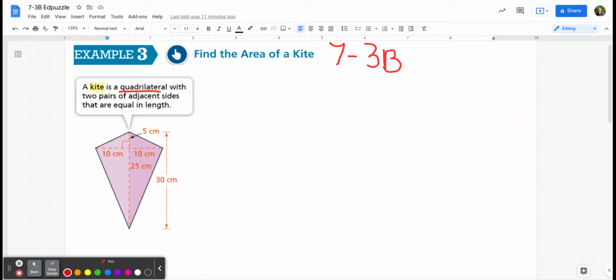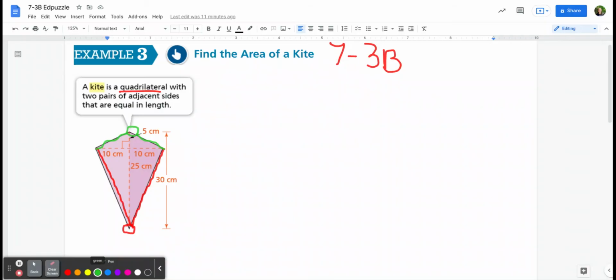So looking at this kite, a common vertex would be this vertex right here. Remember, it's the point where two lines meet. So adjacent sides that would be equal in length are these two sides that I just made in red. And if I look at the vertex up top, adjacent sides would be these two lines that I'm making in green. So this is a kite because there are two pairs of adjacent sides that are equal in length.